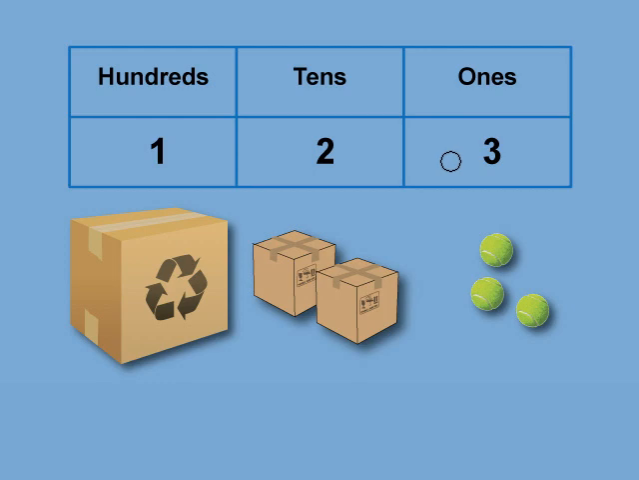If we represent each number separately, we get 100 plus 20 plus 3, which equals 123. The expression on the left is the number in expanded form. The number on the right is in standard form. This expression is equivalent to this expression.